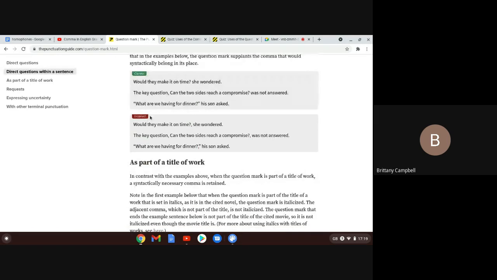Looking at this being incorrect. Could you make it on time? There's no need for a comma here, right? No need for that because they're asking a direct question.